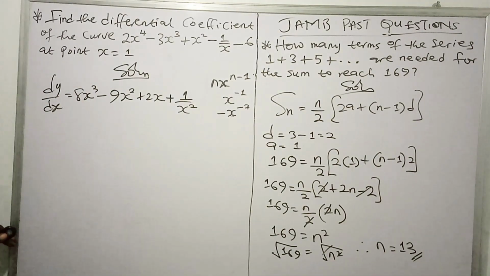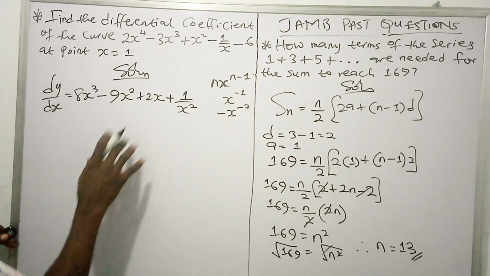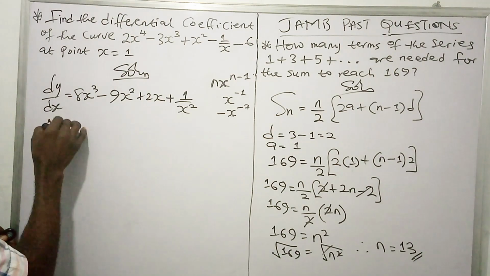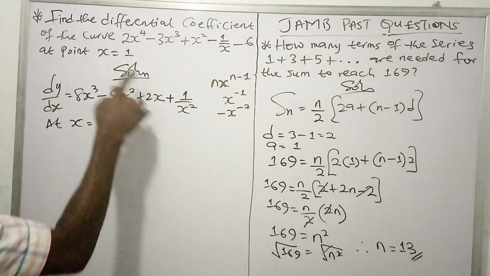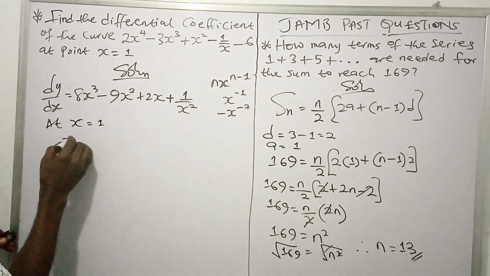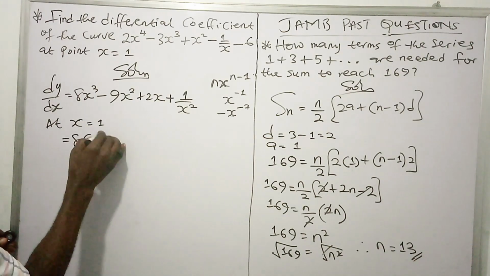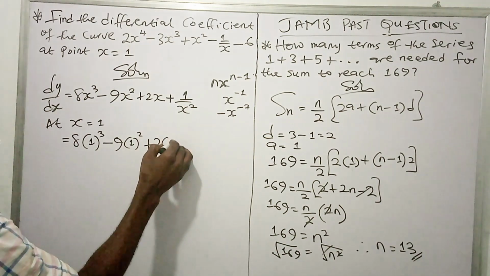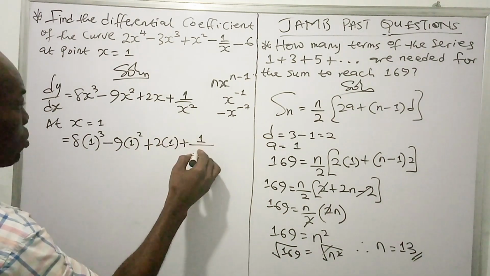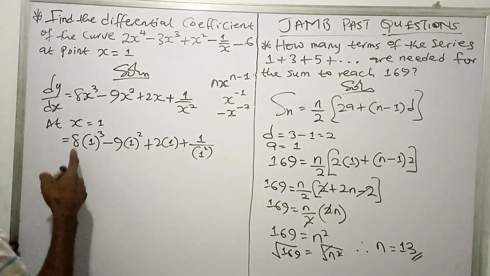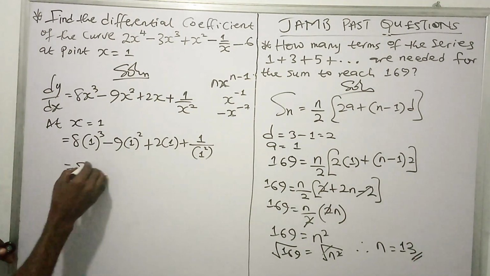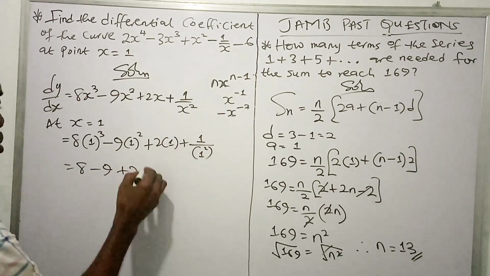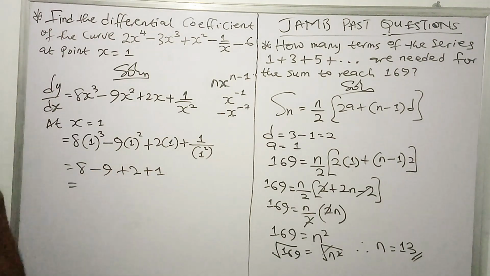Okay. Now, after our differentiation, we substitute the value of x. At the point x equals 1, we substitute the value of x here. So that will give us 8 times 1 cubed minus 9 times 1 squared plus 2 times 1 plus 1 over 1 squared. That will give us 1, that's 8. That's 1 again, that's 9. That's 2. Here is 1, all right? So this will give us what now?